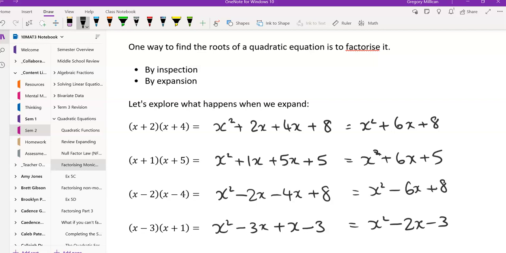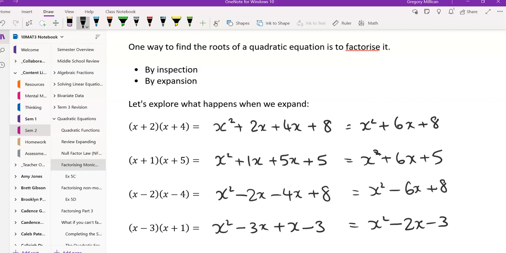So we're trying to go from x squared plus 6x plus 5 back to x plus 1, x plus 5. We're trying to go from x squared minus 6x plus 8 back to x minus 2, x minus 4. So we're looking at that pattern. How do I go from this at the end back to the factors? That's what we're trying to do. But in order for me to show you the pattern, we've just gone forwards, from the factors to the equation. What I want to do is look for the pattern to go the other way.